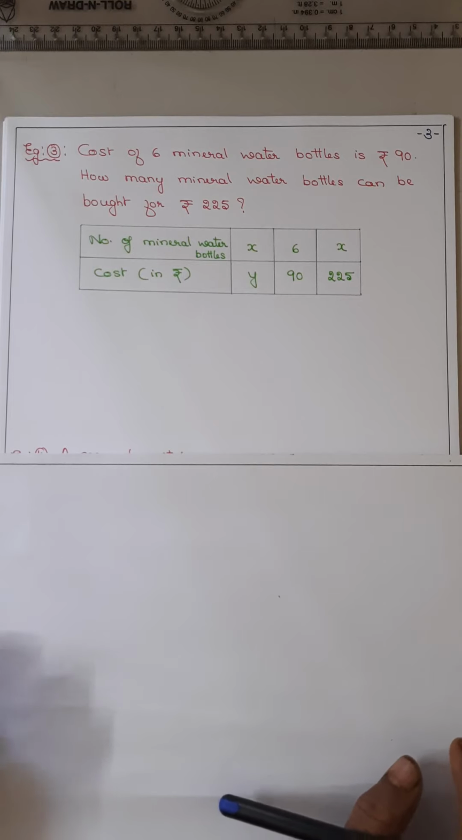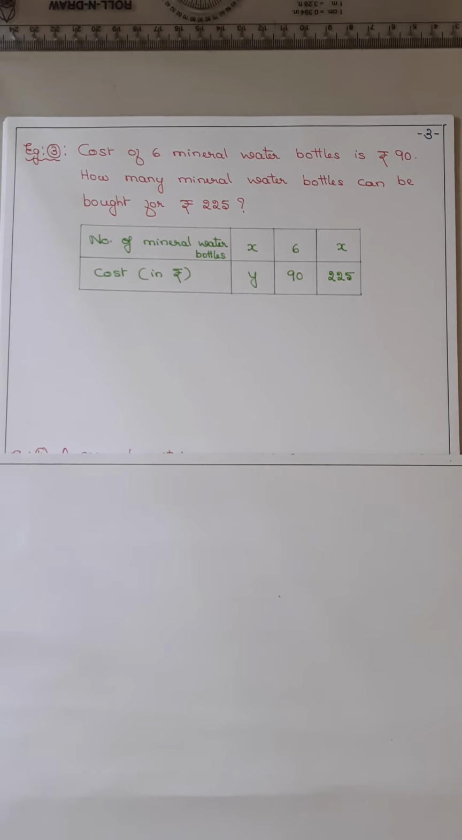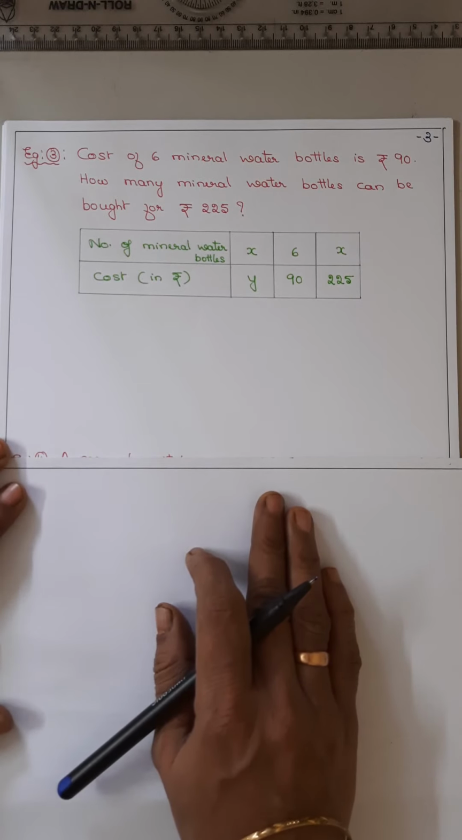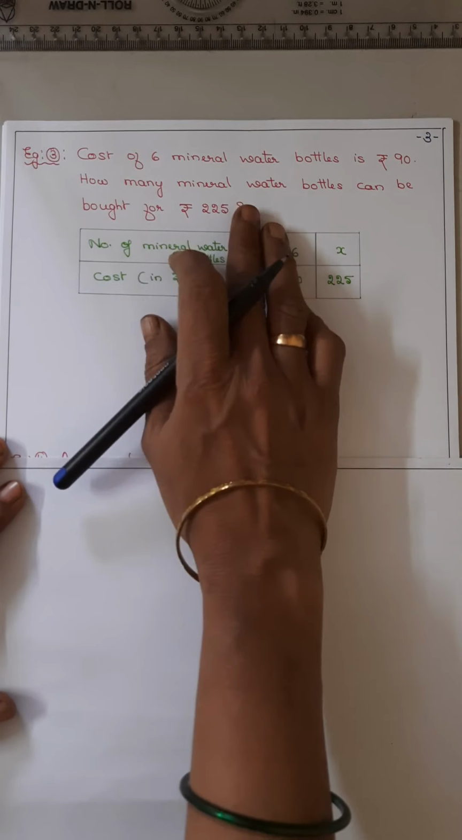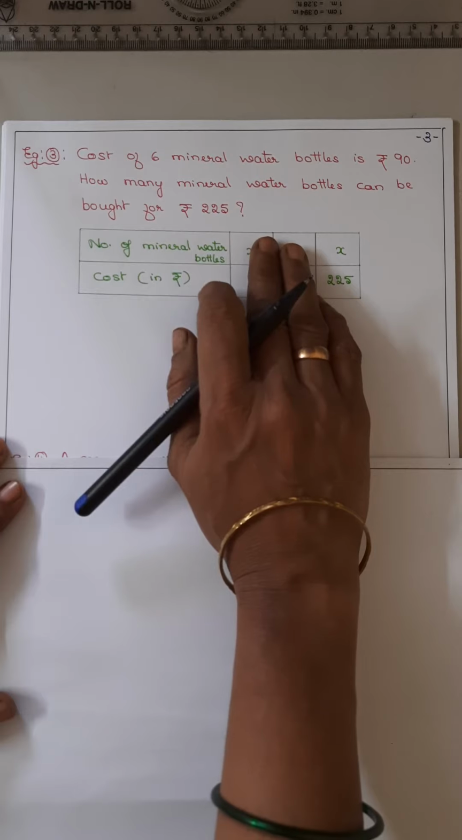एक चॉकलेट का 10 रुपए, 5 चॉकलेट का कितना? 50. So number of the chocolates, when you increase, the cost also automatically increases. So like that only here also, cost of 6 mineral water bottles is 90. And how many mineral water bottles can be bought for rupees 225?